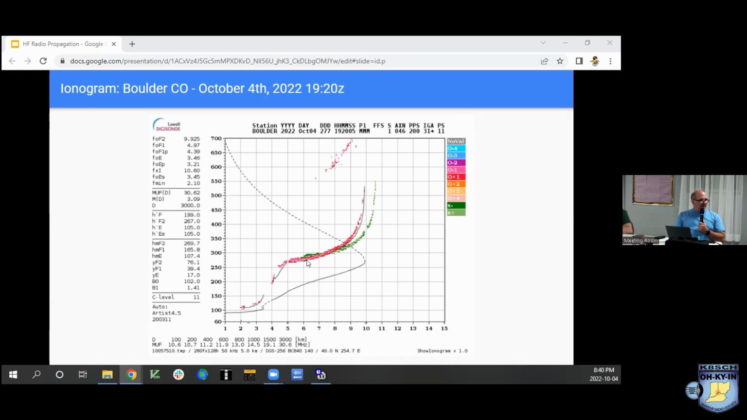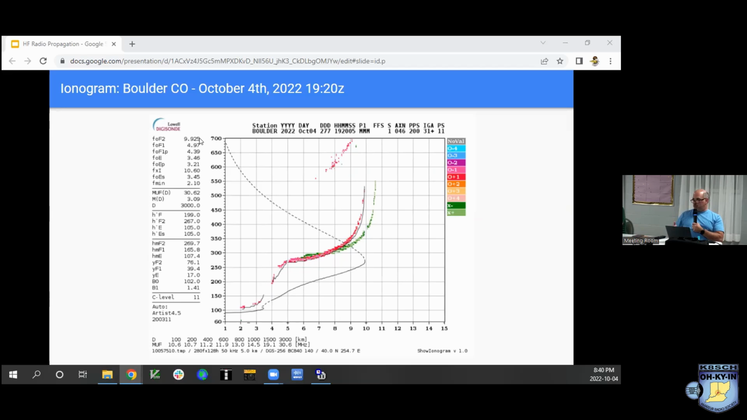The pink and the green are your O and X modes. So you see over here, you begin to see this divergence where the signal is acting differently. Over here, you see the F2. That's your F2 layer. I'll get into layers in a little bit here. This is the critical frequency. The critical frequency, I'll explain that in a little bit, but I'll do it now.